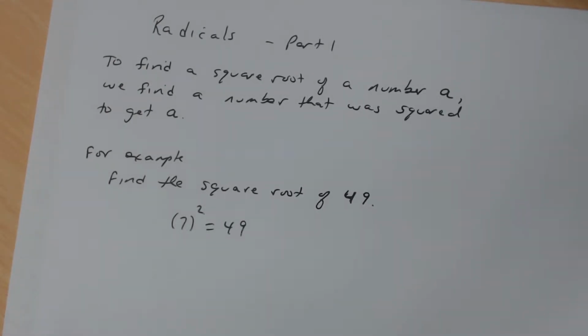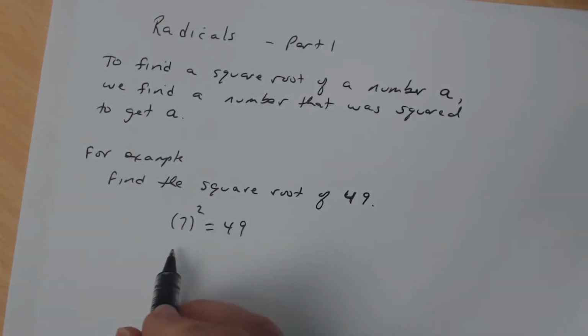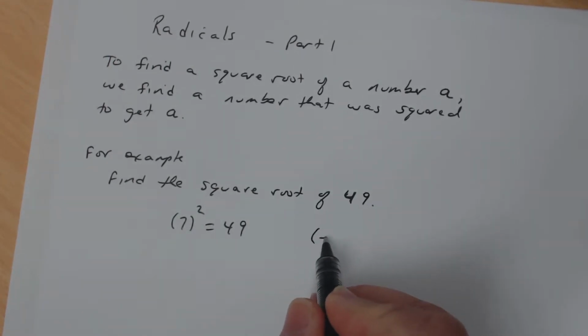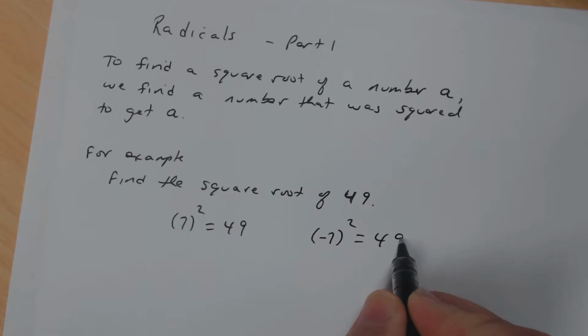But that's not the only integer squared that's equal to 49. There's another integer squared that equals 49, and that is negative 7 squared also equals 49.